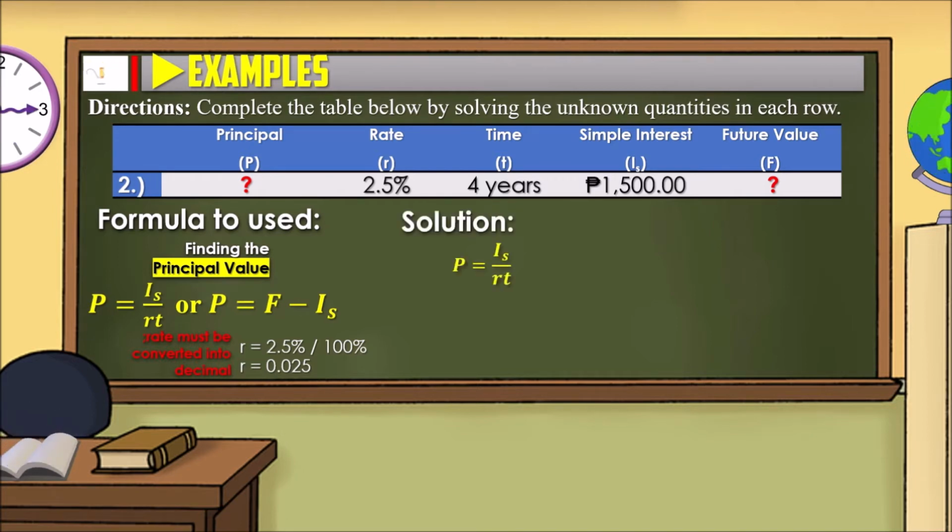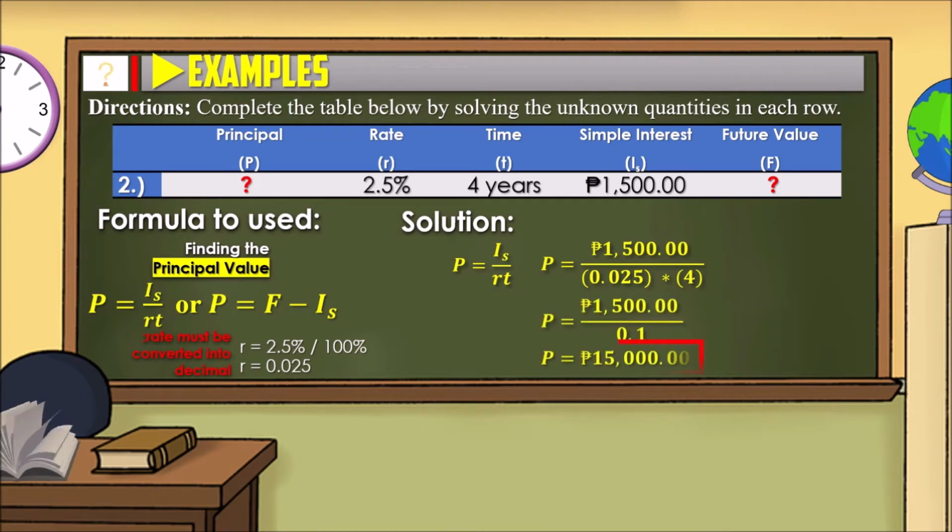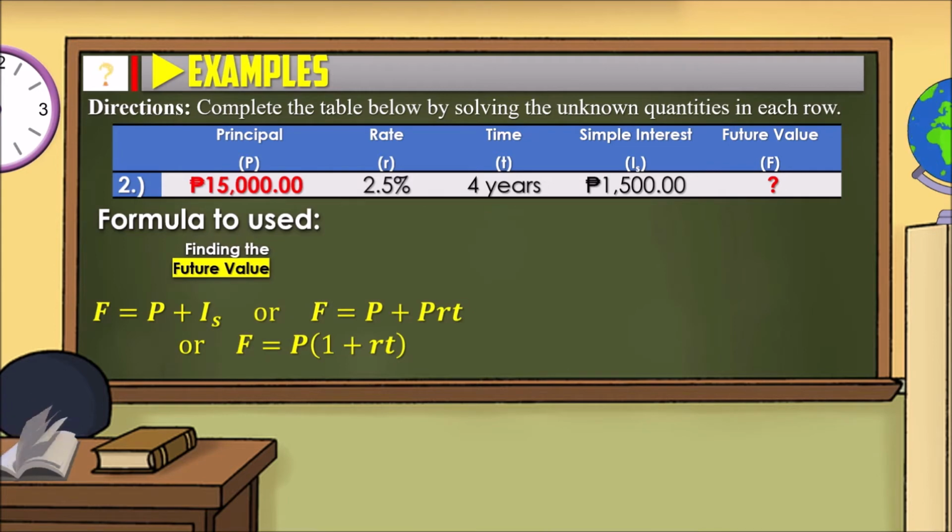Use the formula in finding the principal value. Substitute the given to the formula. Now, perform the operation. The final answer for principal value is 15,000 pesos. Next is to find the future value.